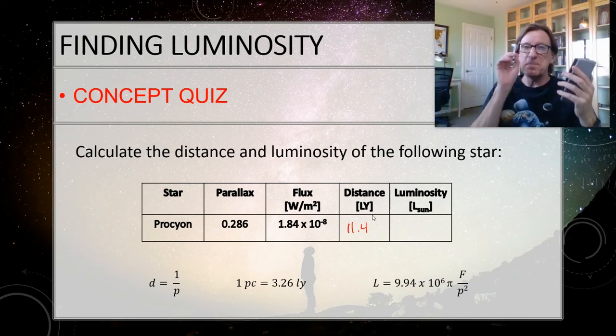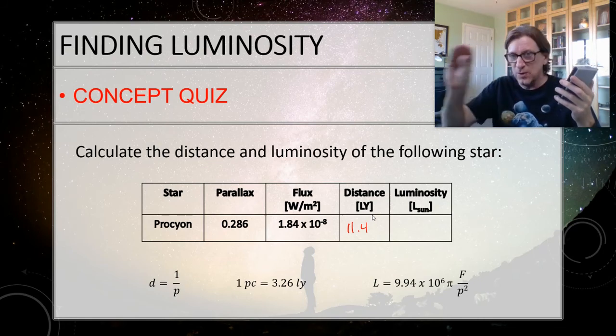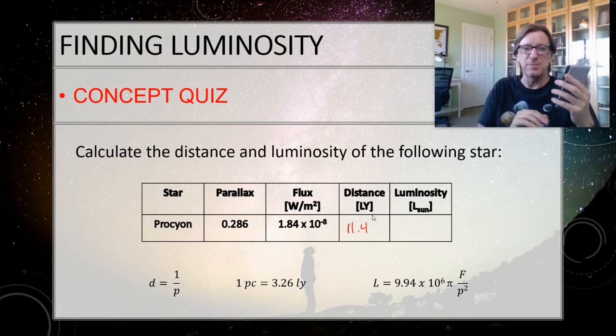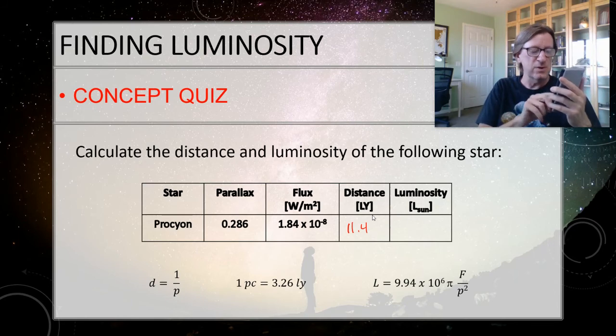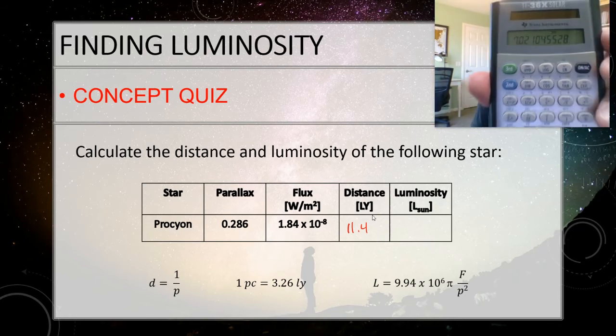And then divide by the parallax squared, not the distance. Look very carefully. You see that the P is actually parallax, not distance. You're used to just filling stuff in straight across. Don't do that. Stop and think. So I'm going to start over: 9.94 e to the 6 times 3.14 times 1.84 e to the minus 8. And then I'm going to divide by 0.286 squared. And I get 7.02 solar luminosities.